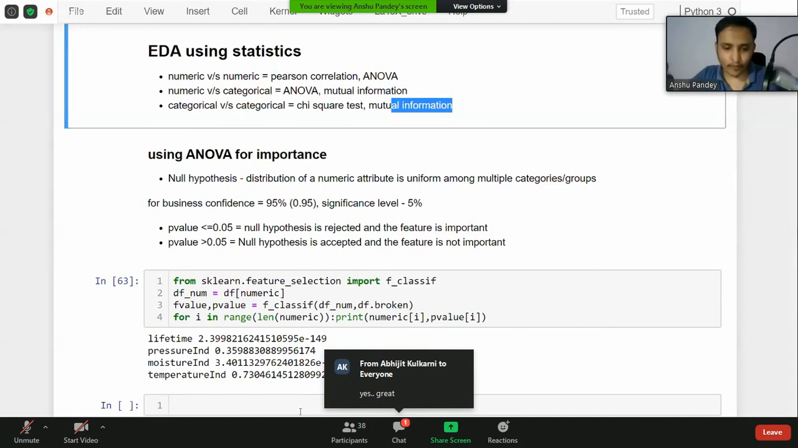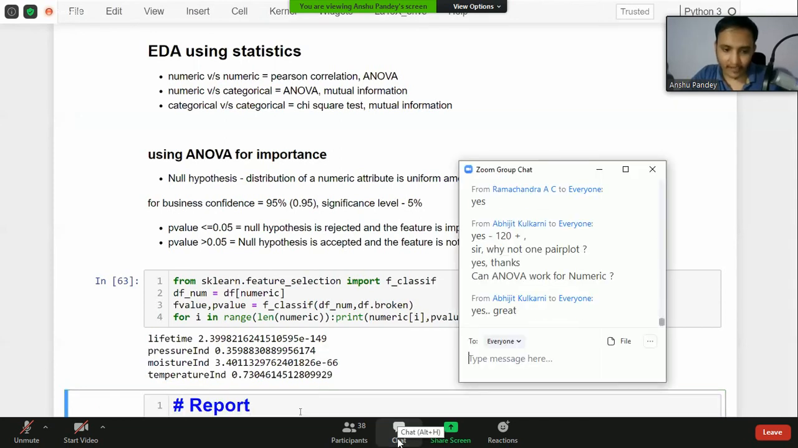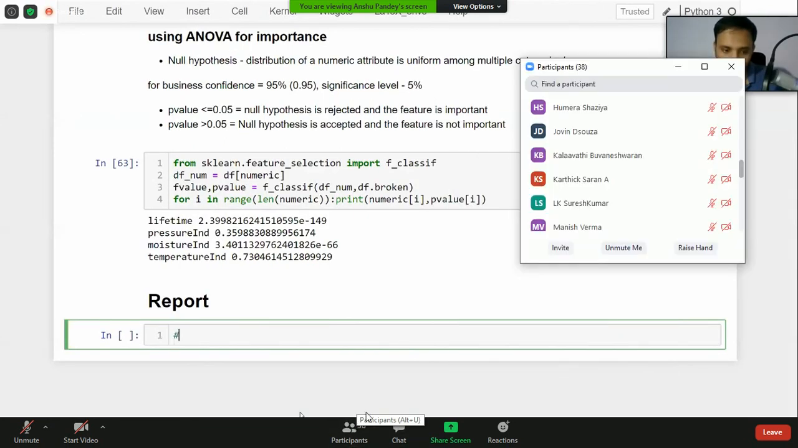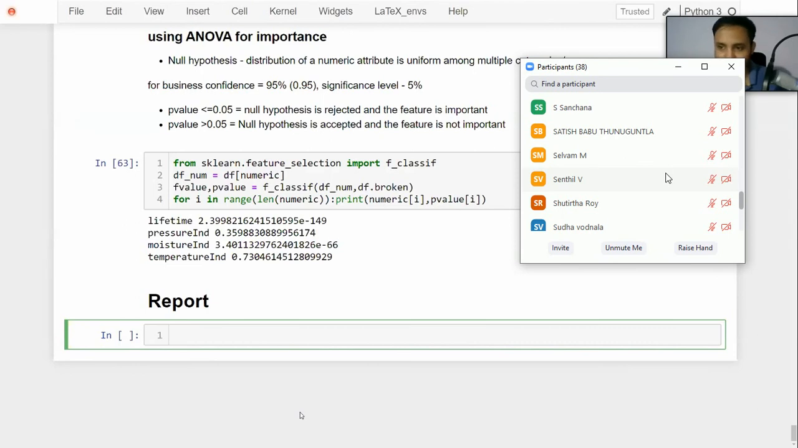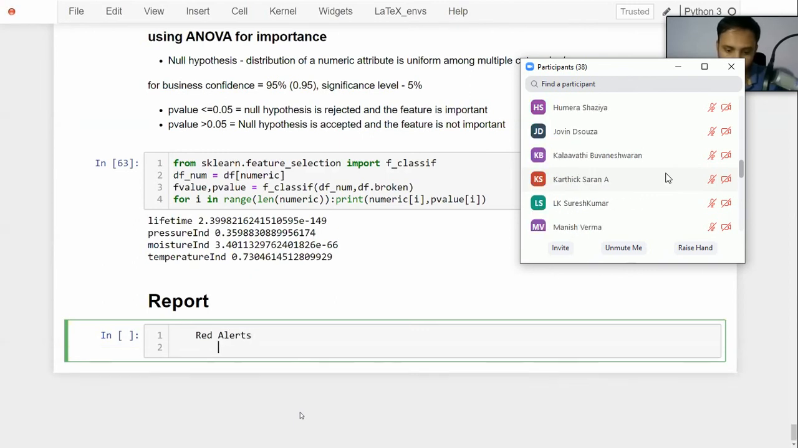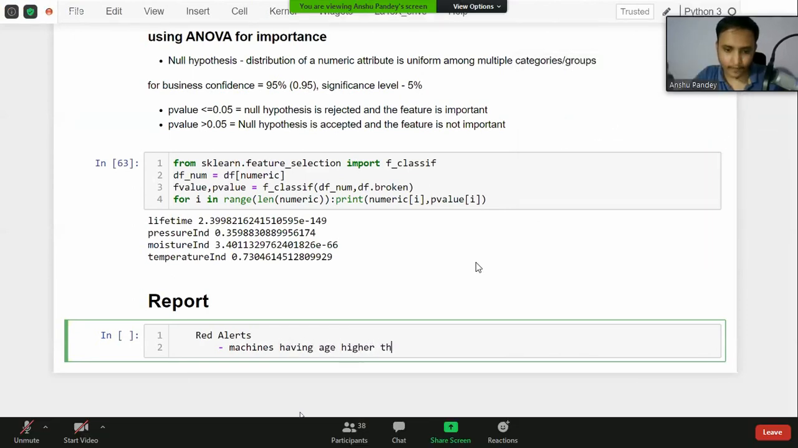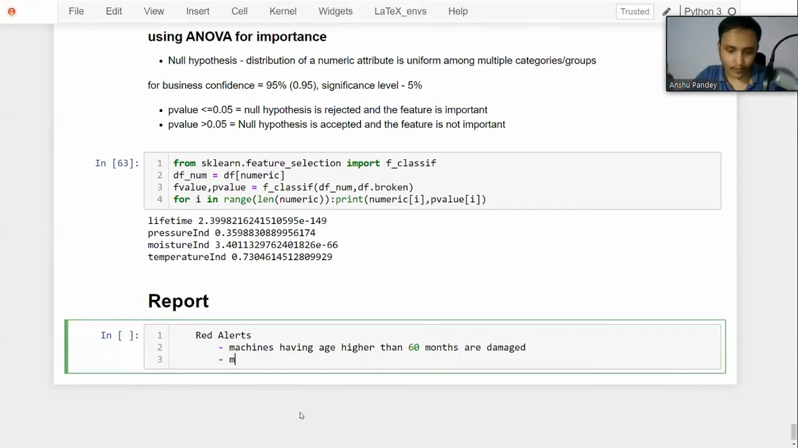Okay. So finally, you can say the report part, which could be, we may want to write some red alerts, right? So possibly you may want to write some red alerts, which could be machines having age higher than 60 months are damaged. Machines being operated or machines generating moisture more than 130 are getting damaged, possibly, right?